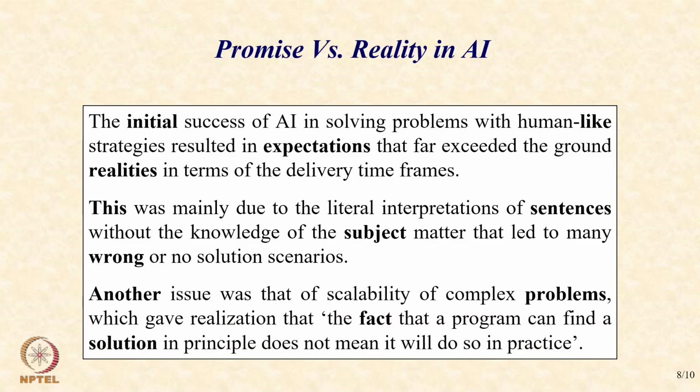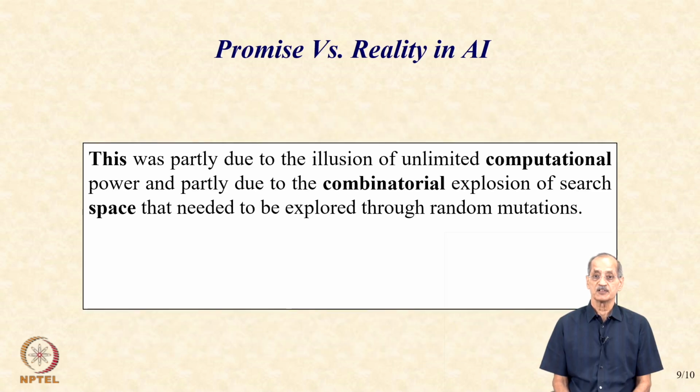And of course, another issue was scalability of complex problems. The moment you started increasing the size of the problem, the complexity of finding a solution started multiplying manyfold, and very quickly people realized that the fact that a program can find a solution in principle, which means a solution exists and it can be found, does not mean that it will so happen in practice. The simple reason is that the problem would be intractable. Of course, this belief was primarily based on the fact that you had more than adequate computational power. That was never the case, and more importantly, the combinatorial explosion of search space was so much that almost all the problems became intractable.